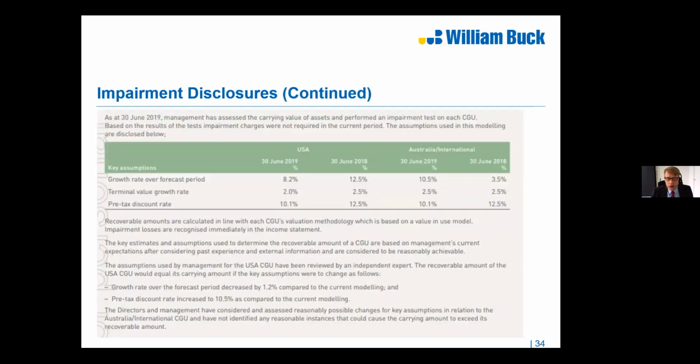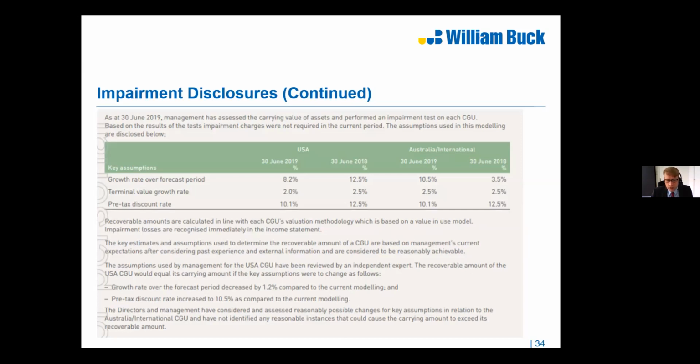The second part of this disclosure discloses the various kinds of growth rates and percentages that we used. So we've obviously disclosed our growth rate, our terminal value, and our pre-tax discount rate. The standard does say that we should be using pre-tax discount rate. There are people out there that use post-tax. Based on our understanding, that is permissible these days. But officially in AASB 136, pre-tax discount rates are required.